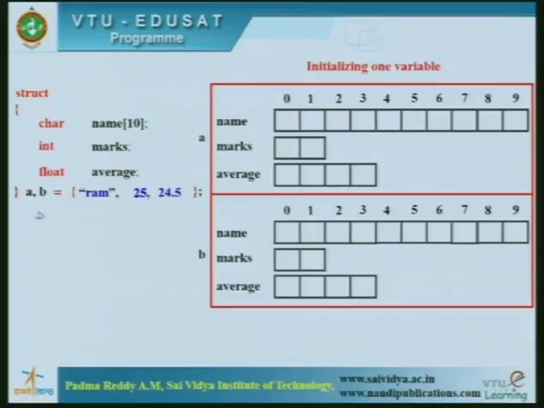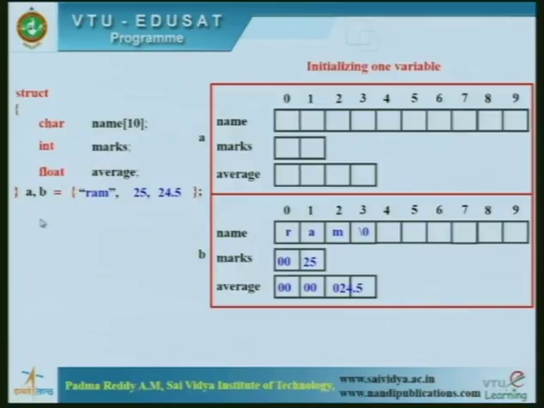Now if you observe, we have a comma b here. The variable a is not initialized, but only the variable b is initialized. So here what will happen? RAM will be copied into the name field with respect to which variable? B here, and this 25 will be copied into b dot marks. And then you have 24.5, that will be copied into b dot average. So this is how, even though we have two variables here, we have initialized only one variable.